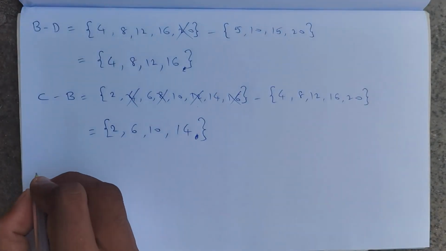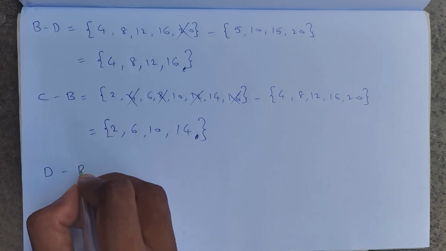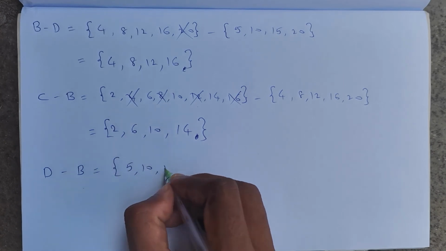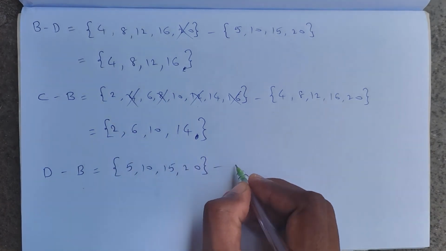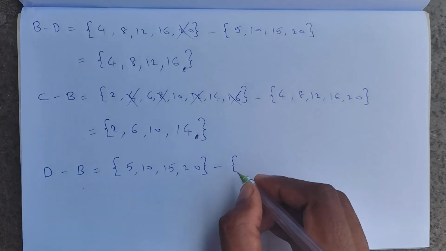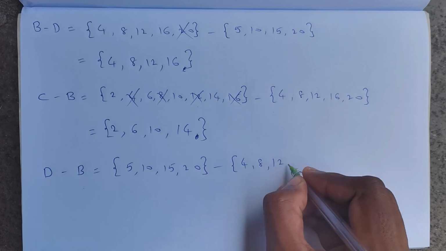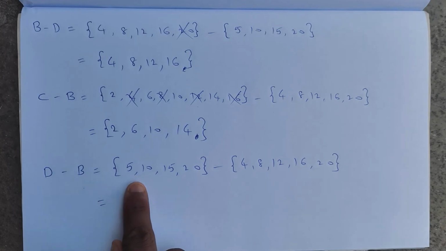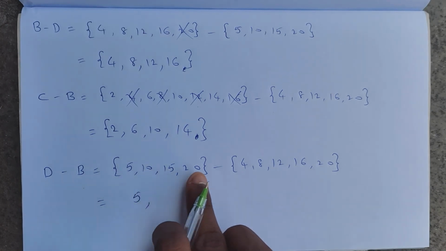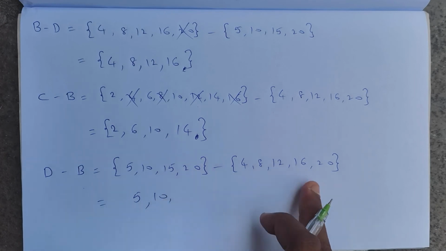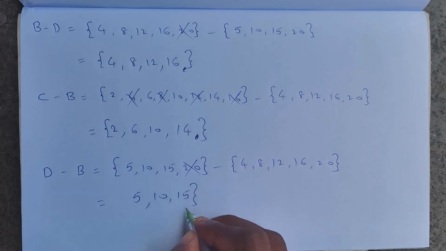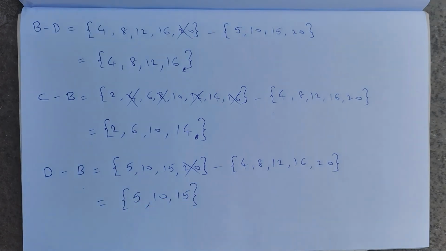Next, in this last question, find D minus B. So D has the 5 table till 20: 5, 10, 15, 20, minus set B. Set B has the 4 table till 20: 4 1 is 4, 4 2 is 8, 4 3 is 12, 4 4 is 16, 4 5 is 20. So now if we solve this D minus B, 5 is there, 5 is not there, so write 5. 10 is there, 10 is not there, so write 10. 15 is there, 15 is not there, so write 15. Here 20 is there, here also 20 is there, so remove that 20. So then D minus B is equal to {5, 10, 15}.